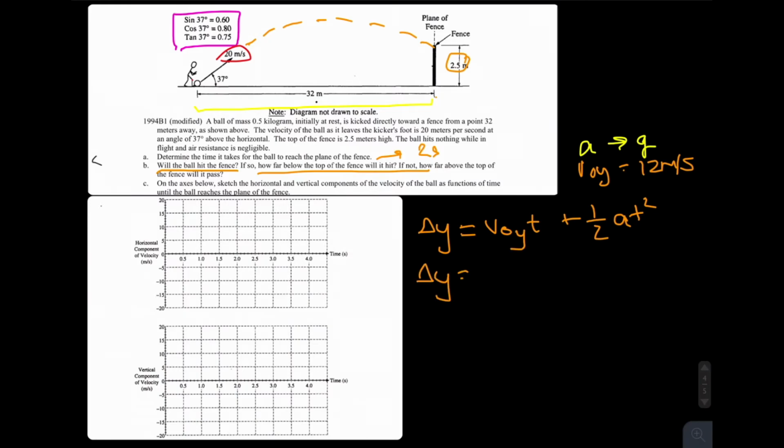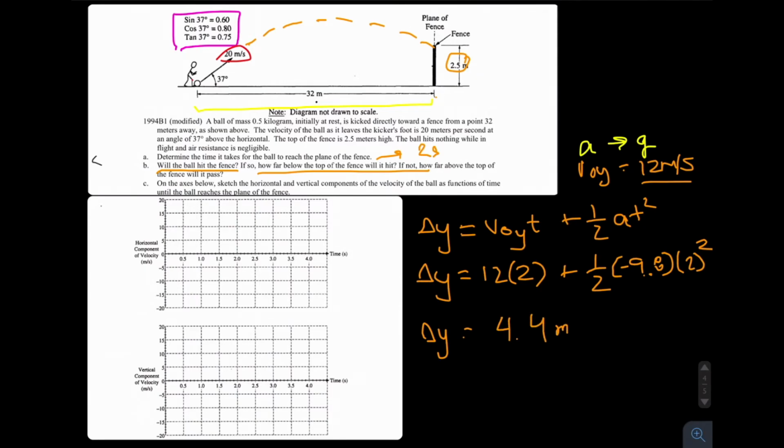So that's just plugging everything in. We have 12 meters per second times the 2, which we found in A, plus 1/2 g, which is negative 9.8, remember, because it's downwards, and then the time was 2 seconds again. So if I plug it into a calculator, 12 times 2, minus 4.9 times 4, that gives us 4.4 meters.